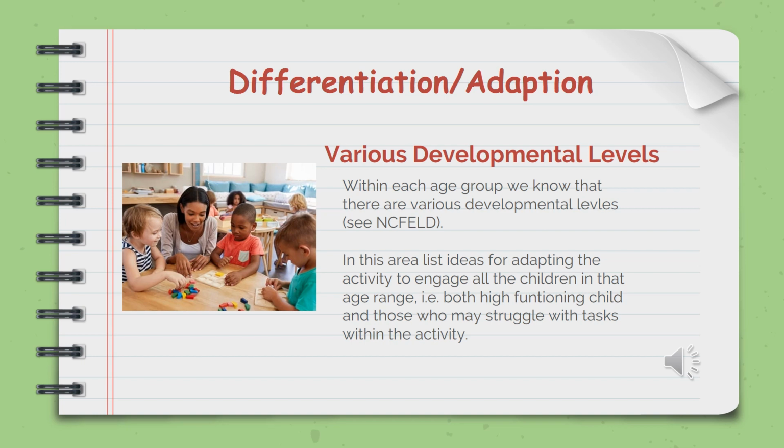In the differentiating, adaptations, and accommodations for various developmental levels section of this written assignment, what you need to think about is within each age group. For instance, I talked about earlier how the 1-year-olds or the infants are very different from 3-year-olds when you're planning activities for them. So within that age group, we know that there are variations. We know that we've got very high functioning children in some areas and some who need some more supports. So what you do in this area, and you cannot leave it blank and get full credit, is list ideas for adapting the activity so that you can engage all the children in the classroom or in that age range.